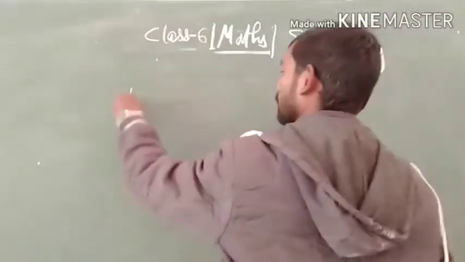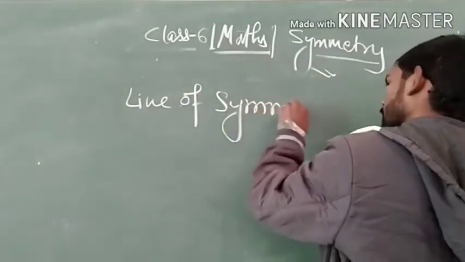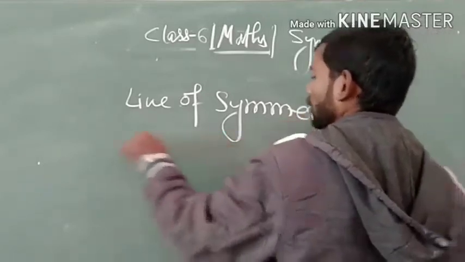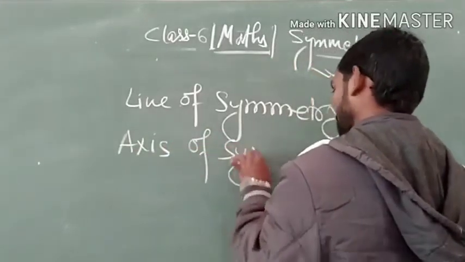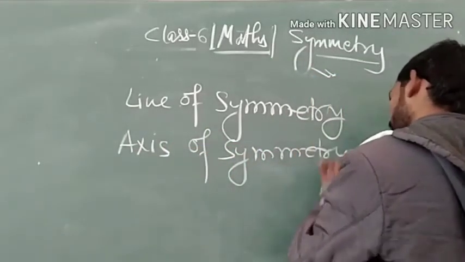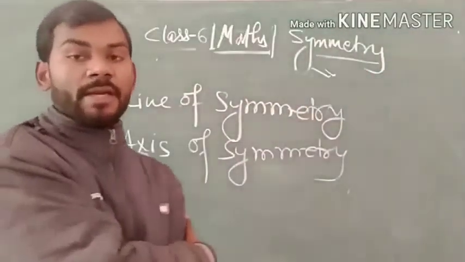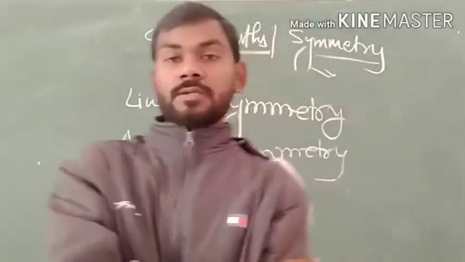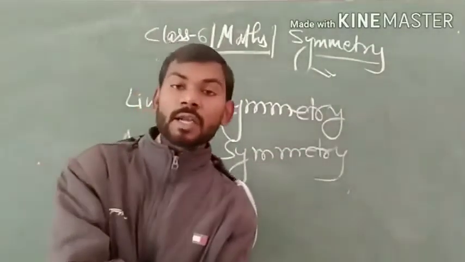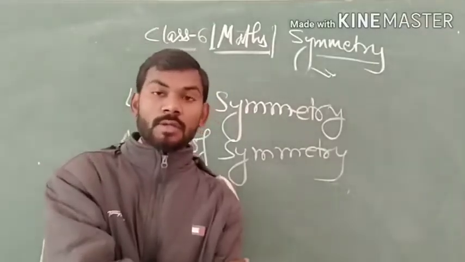So let's see. This topic is called line of symmetry or axis of symmetry. What is the line of symmetry? The line of symmetry is defined as the line which divides an object into two identical halves. Then that line is called the line of symmetry.